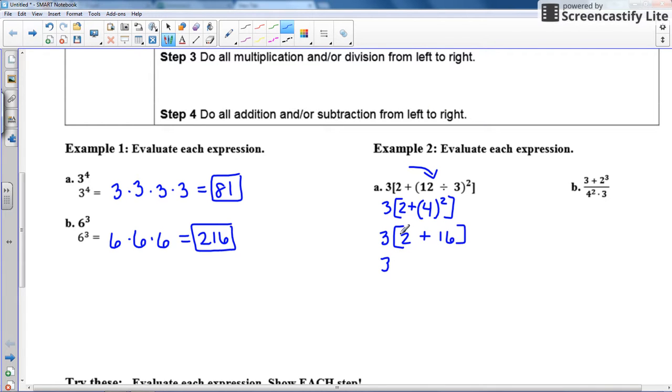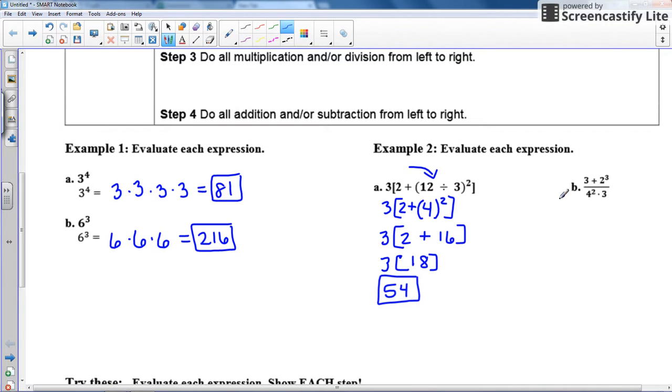Now I can do this next set of grouping symbols, and I'm going to do 2 plus 16, which is 18. And then finally I can do 3 times 18. I save that multiplication for the end, and I get a value of 54.